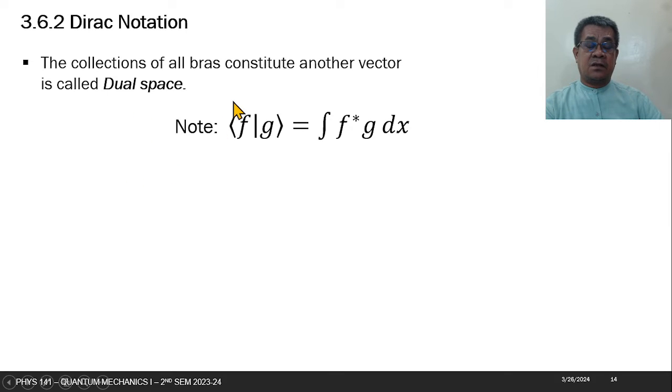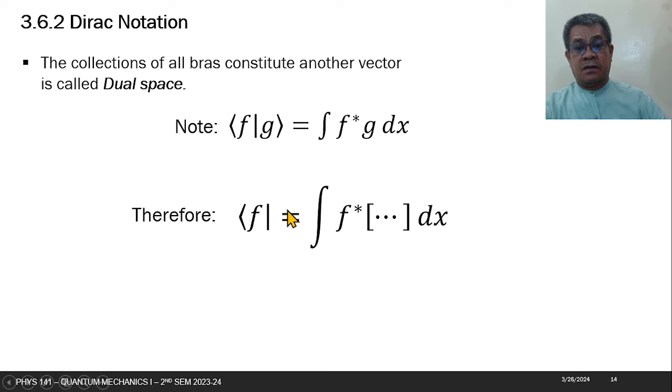Take note that the inner product of functions f and g can be converted in terms of an integral, where f is conjugated and multiplied by the g function, and this whole expression is integrated with respect to x for one dimension.